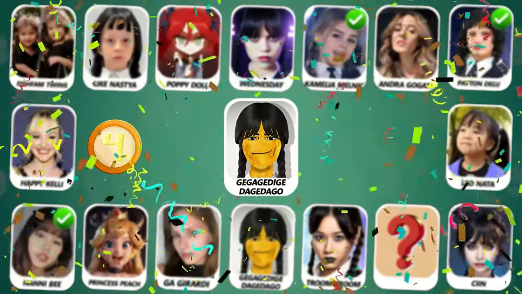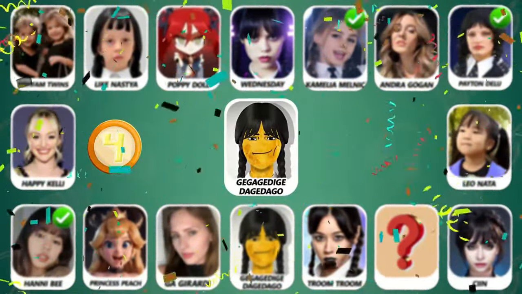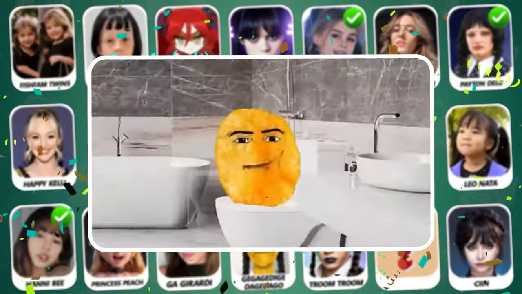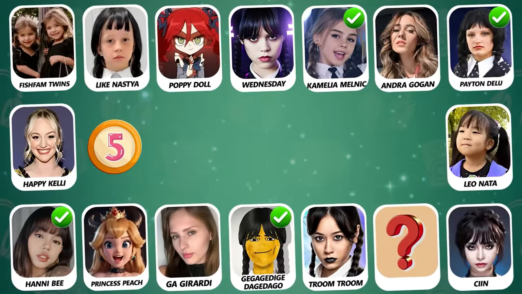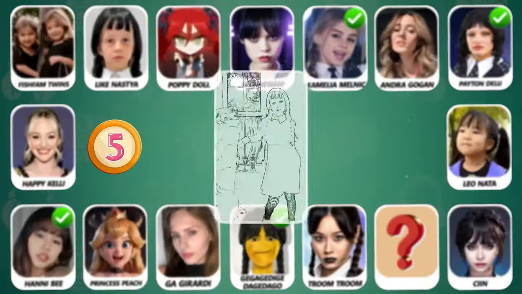Woo! Nice try! It's Jega Jadija Dajadego. Number 5. Guess who's dancing?